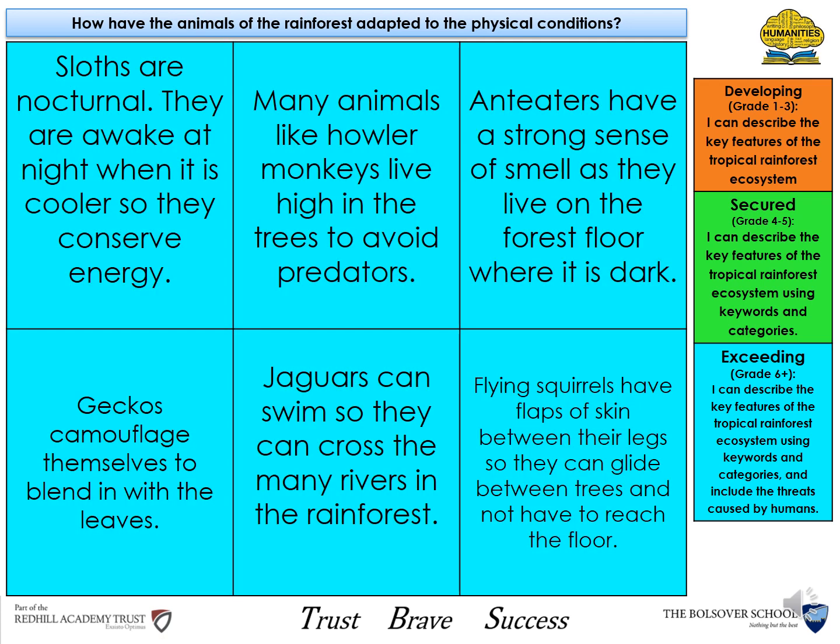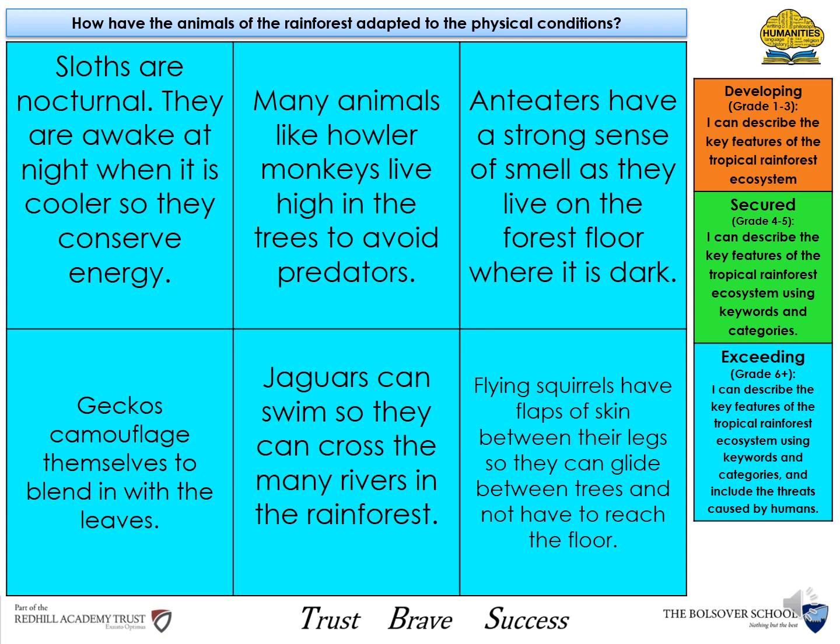Animals have adapted too. So sloths, they're nocturnal. They're awake at night when it's cooler so they can conserve energy. They don't move around much because they don't have a lot of energy. Howler monkeys, they live high up in the rainforest. They never touch the floor of the rainforest and therefore they avoid all the predators at the bottom.